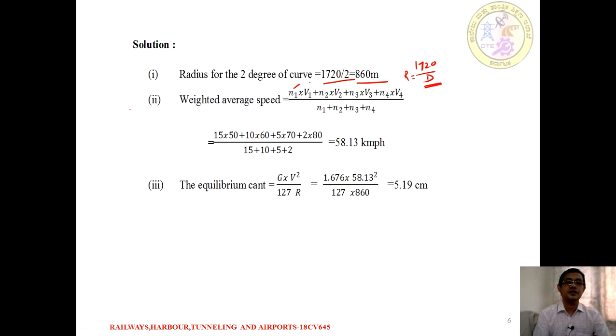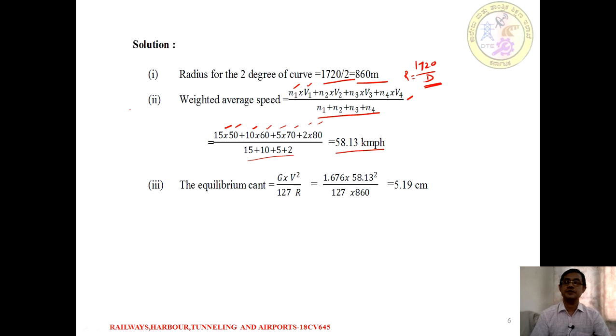So that is for the speed of one, how many number of trains. Similarly, different speeds and then their numbers. Say in this case, 15 trains are moving at 50 kilometers per hour. Similarly, 10 trains are moving at 60 kilometers per hour. Similarly, for the rest of the speeds, just substitute in the formula the number of trains. So we are going to be obtaining a weighted average speed of 58.13 kilometers per hour.